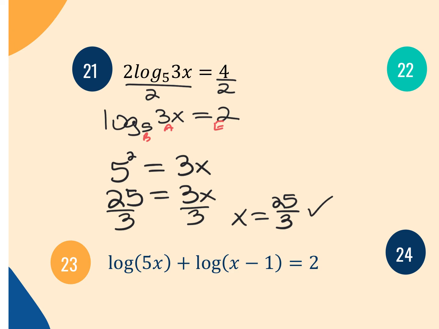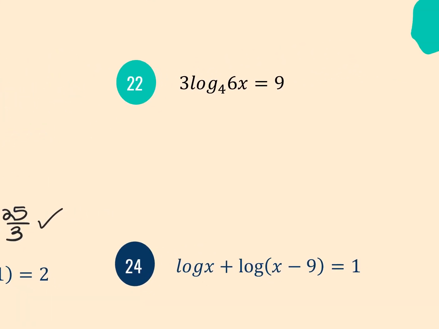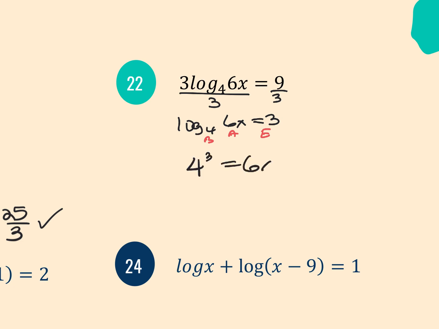All right, let's try the next one. Same thing. I want to isolate the log and then turn it into exponential. So divide by 3. Log base 4 of 6x equals 3. And now it's in log form. I can't solve it like this. So I'm going to go ahead and do my Bay trick. So I'm going to be doing 4 to the 3rd power equals 6x. 4 to the 3rd power is 64. Divide by 6. And x equals 32/3. So you can leave it as an improper fraction.